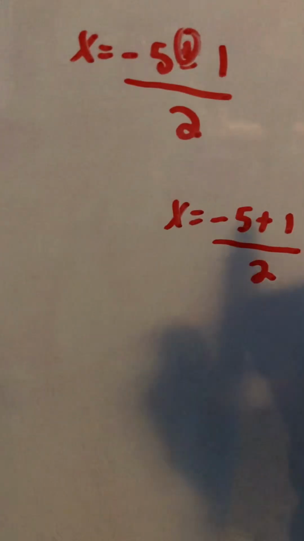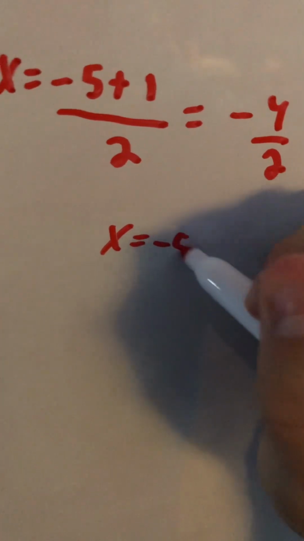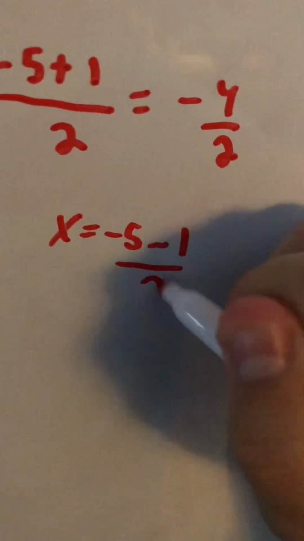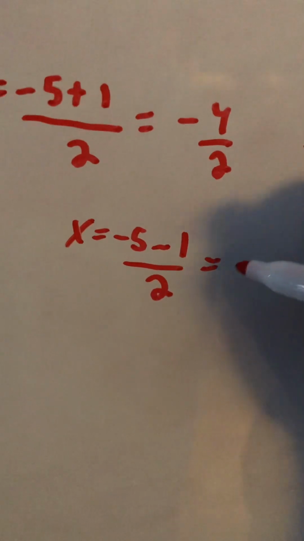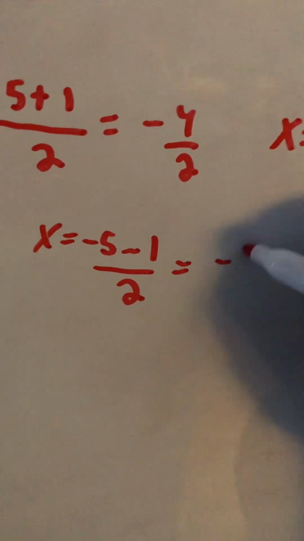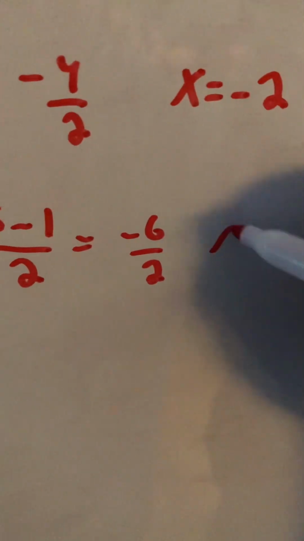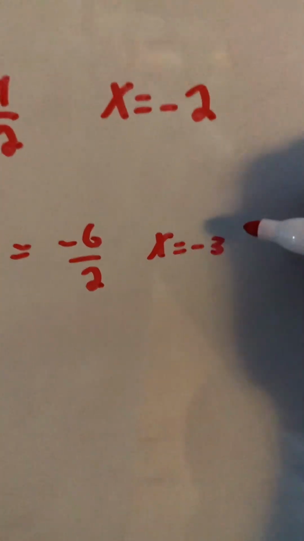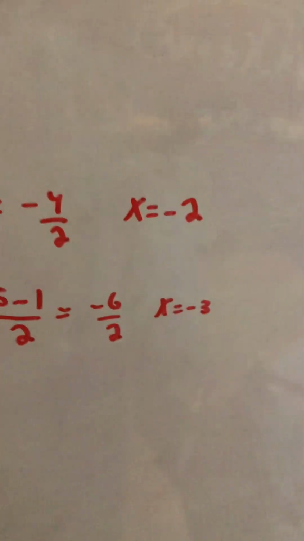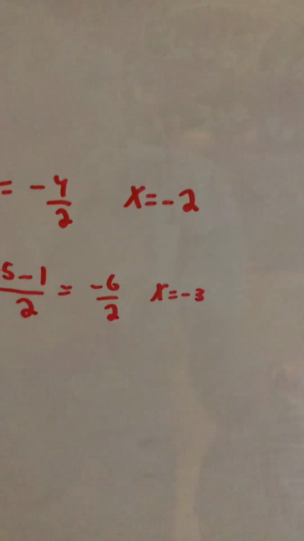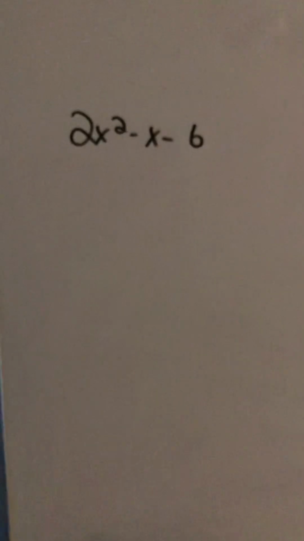Then what I'm going to do is I'm going to choose the minus sign here on the bottom. So it's going to be x is equal to negative 5 minus 1 over 2, which is equal to negative 5 minus 1, which is negative 6 over 2. Therefore, another value of x is equal to negative 3. So the two possible values of x are negative 2 and negative 3 in this example.